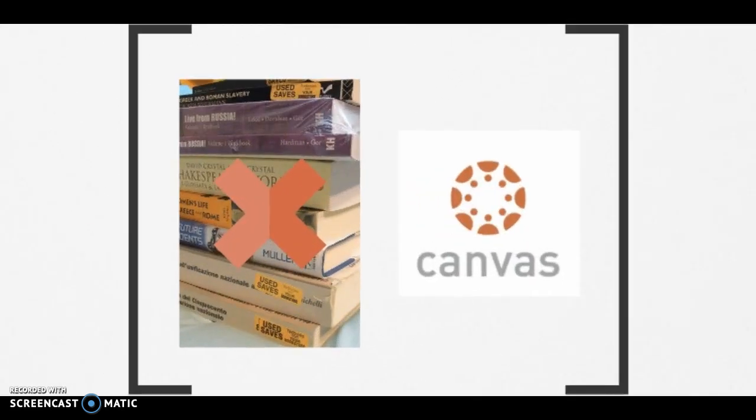There's no textbook for this course. Instead, we use open educational resources and make our own teaching materials. All of the reading you'll do in this class will be accessible on the web or in Canvas.